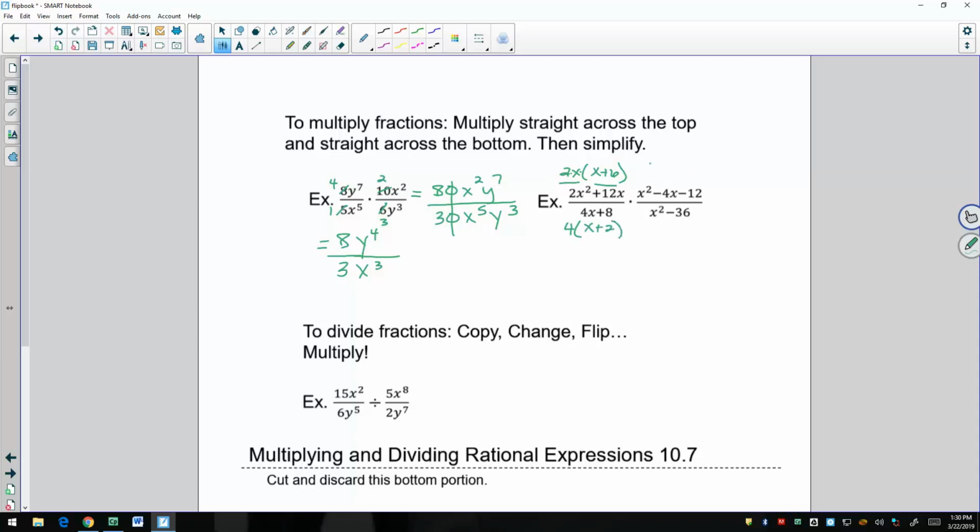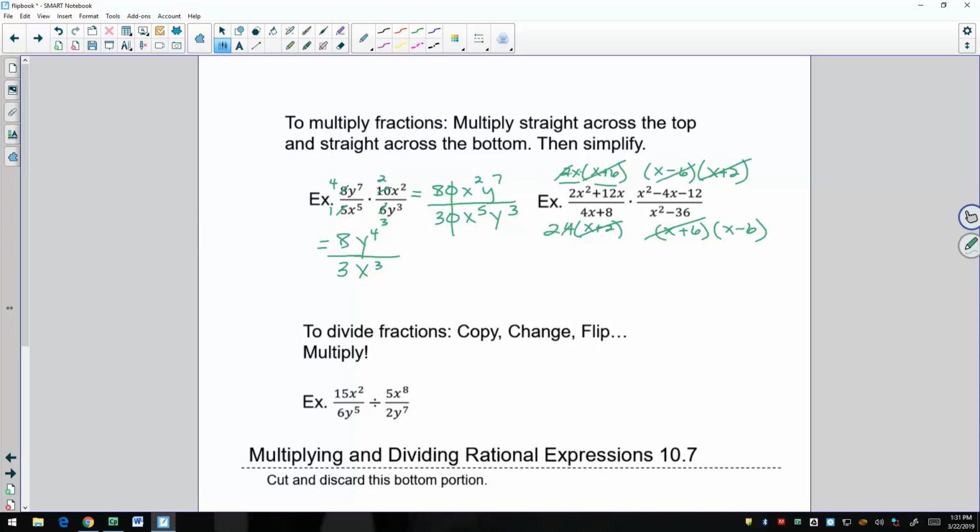Over here, this is a 1x squared trinomial. It can factor to be x minus 6 and x plus 2. And on the bottom, it's x plus 6 times x minus 6. All right, so now we can cancel out factors that are the same. You'll notice that there is an x plus 2 on the top right and an x plus 2 on the bottom left, so those can cancel out. You'll notice there's an x plus 6 on the top left and an x plus 6 on the bottom right. And then you will notice that we can reduce 2 with 4, so this becomes a 2.